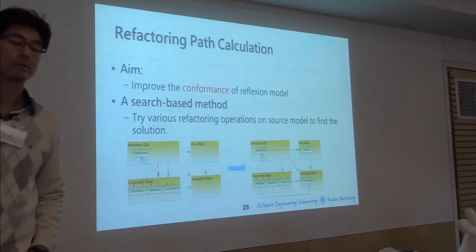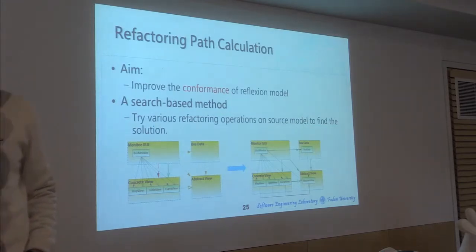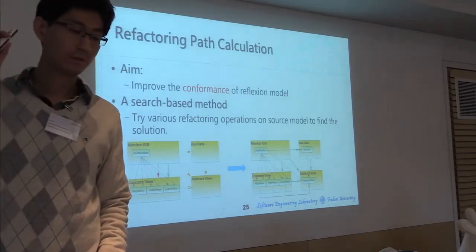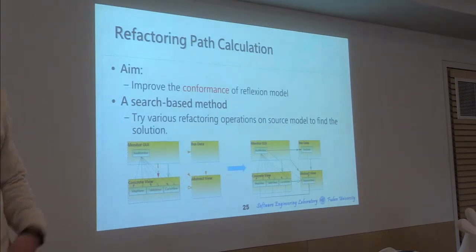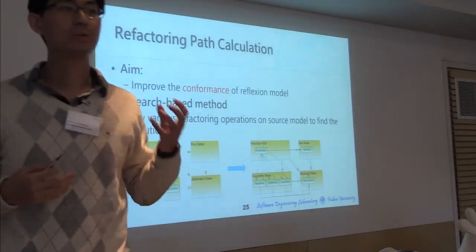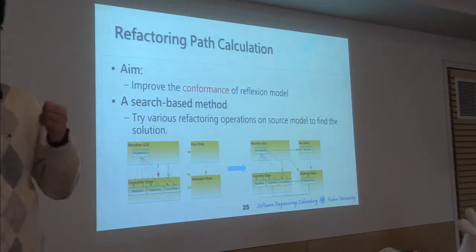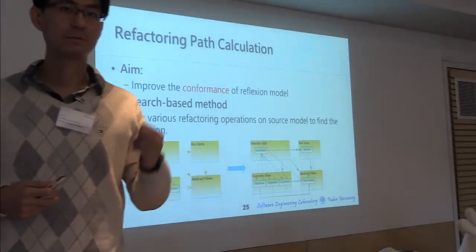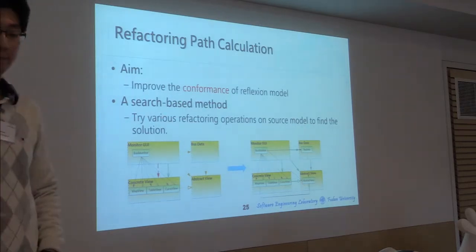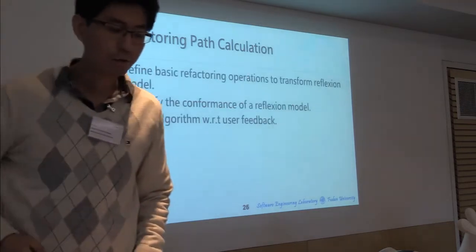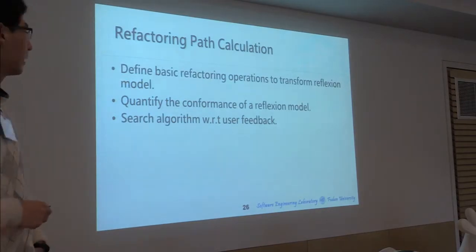For the reflection path calculation, the goal is to improve the conformance of the reflection model. That means we want to generate a reflection model with high conformance. It has as many conformance edges as possible and as few divergence and absence edges as possible. We do it with a search-based method. In order to do this, we are going to have three steps.